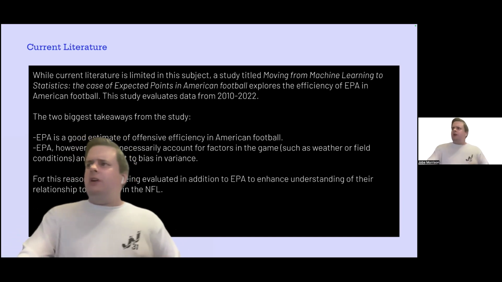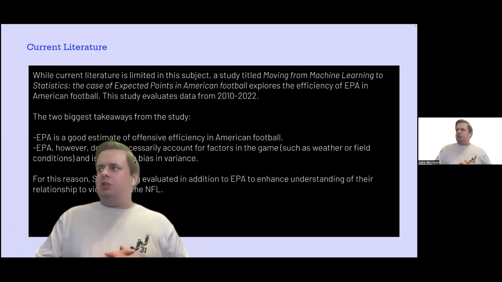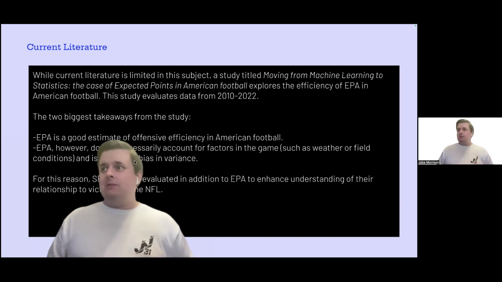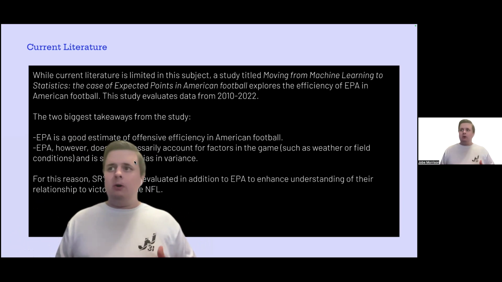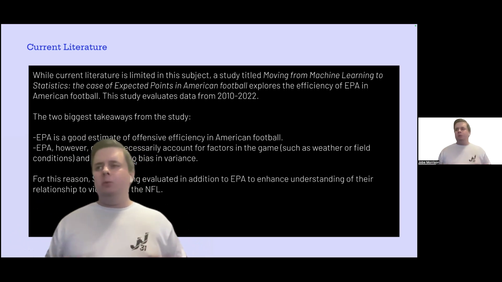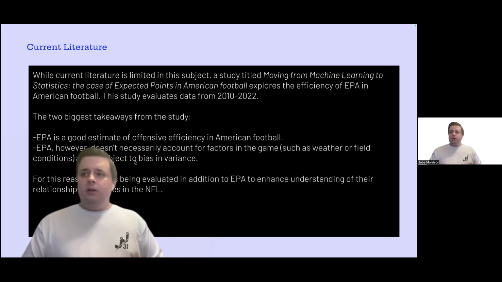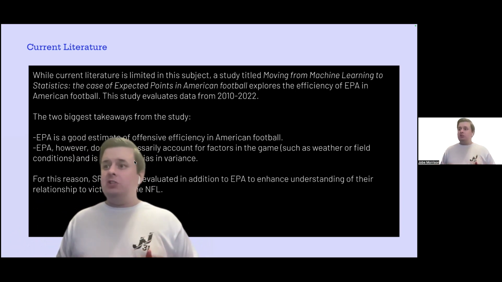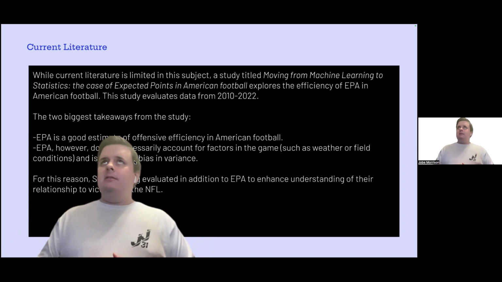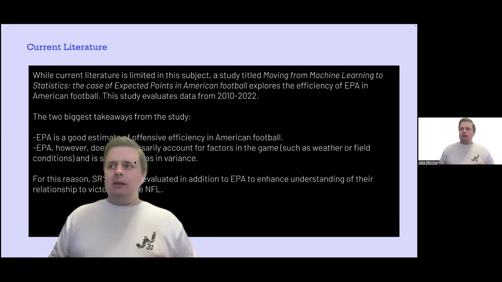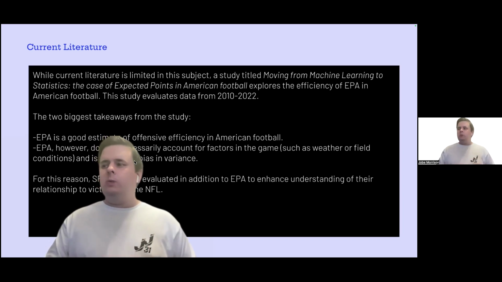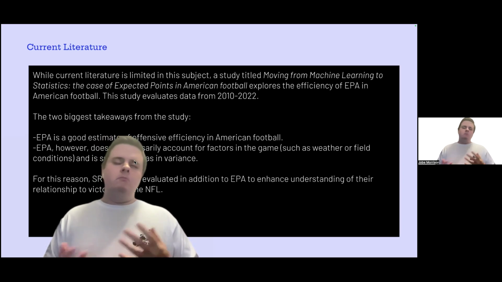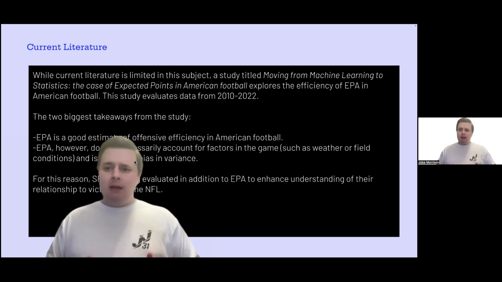When looking at current literature, it's very limited, but there was a study called Moving from Machine Learning to Statistics. It's the case of expected points average in American football and explores the efficiency of EPA in American football. This study evaluated data from 2010 to 2022. The two main points were EPA is a good estimate for offensive efficiency in American football. It isn't necessarily bulletproof. It's subject to biases and didn't consider factors such as weather or field conditions. Maybe you could think of something like turf or natural grass, things of that nature.